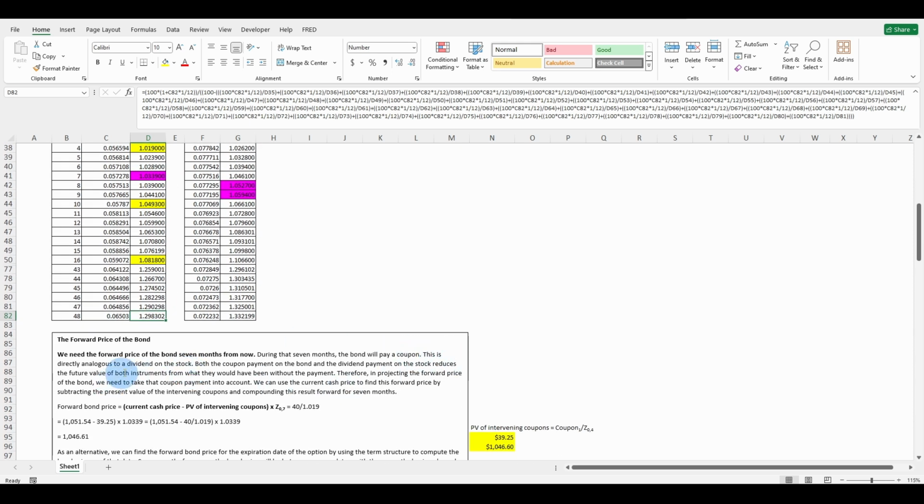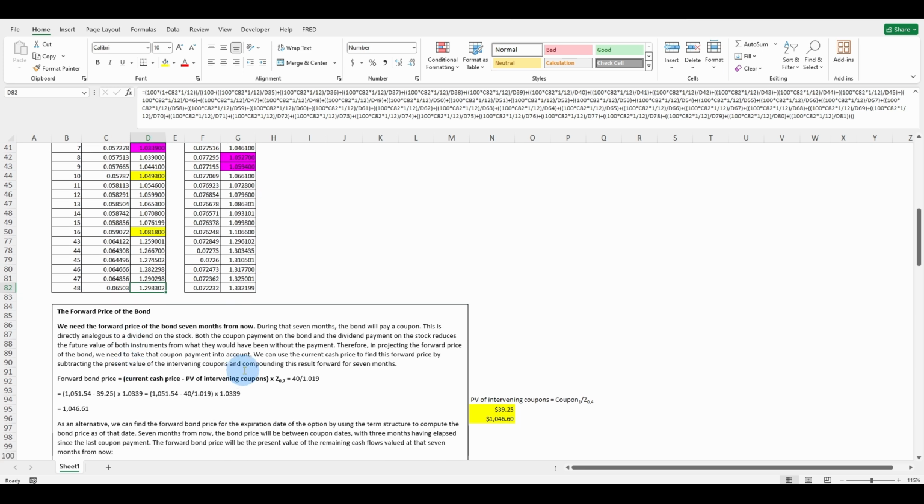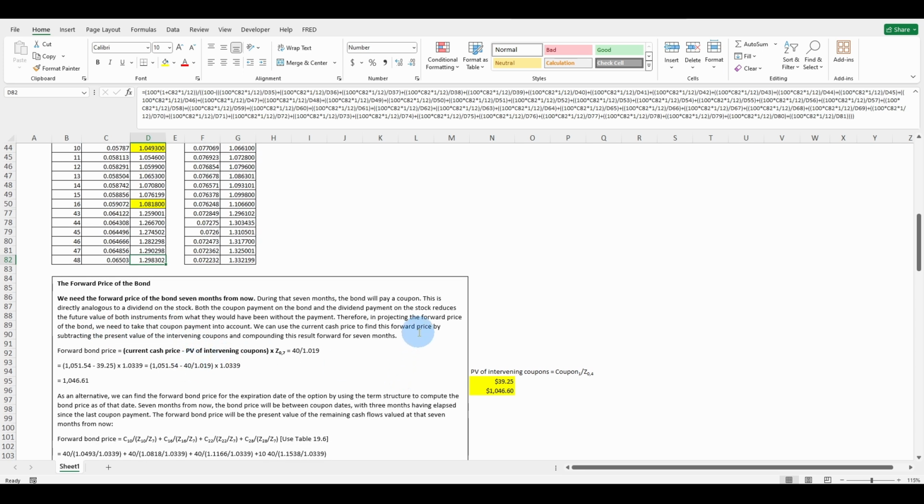This is directly analogous to a dividend on a stock. Both the coupon payment on the bond and the dividend payment on the stock reduce the future value of both instruments from what they would have been without the payment. Therefore, in projecting the forward price of the bond, we need to take that coupon payment into account. We can use the current cash price to find this forward price by subtracting the present value of the intervening coupons and compounding the results forward for 7 months.